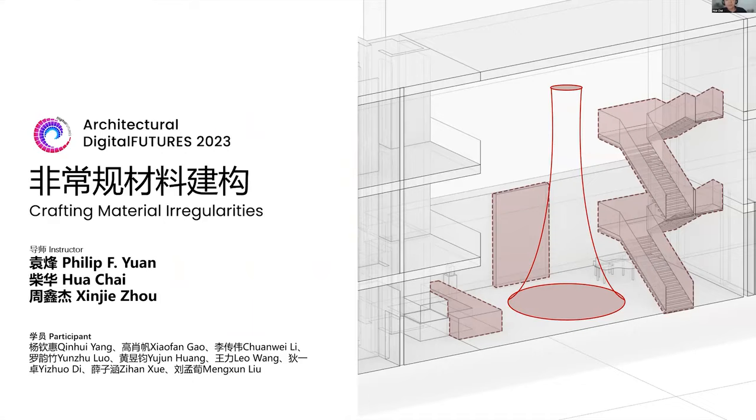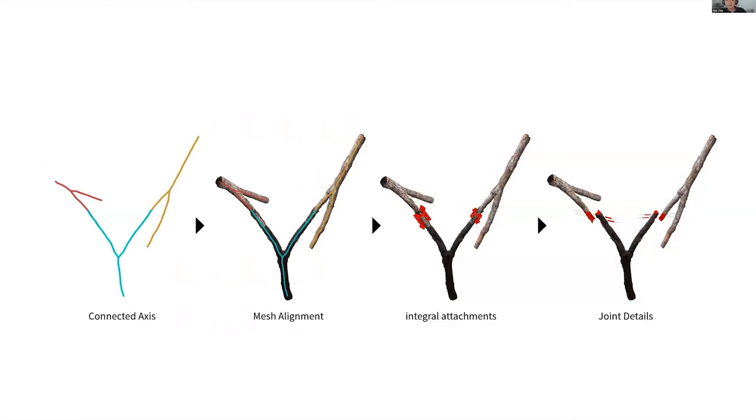And some basic concepts were first developed. First, the tree forks will be joined at their open ends along the fiber direction, so we can make use of the material strength along the fiber. And also, given that the joints serve as an exploration of the robotic fabrication process, to explore its potential, we select the integral attachment as the connector.